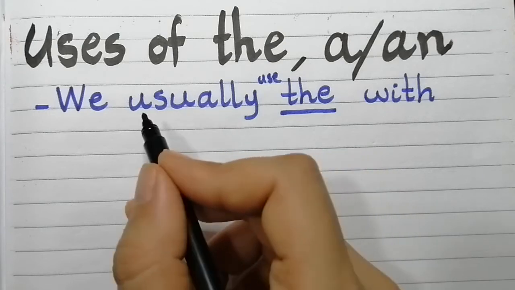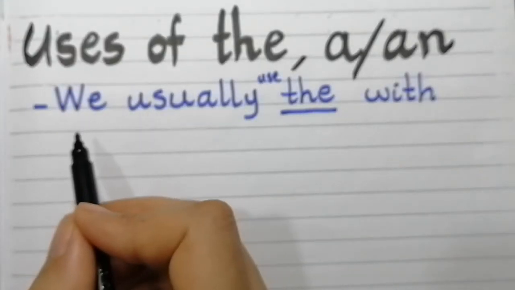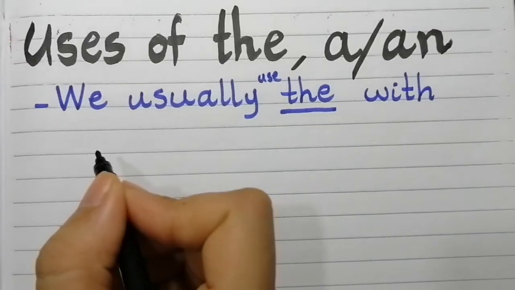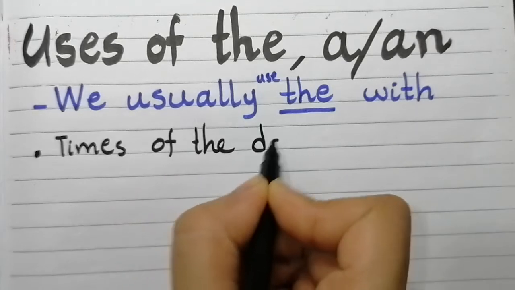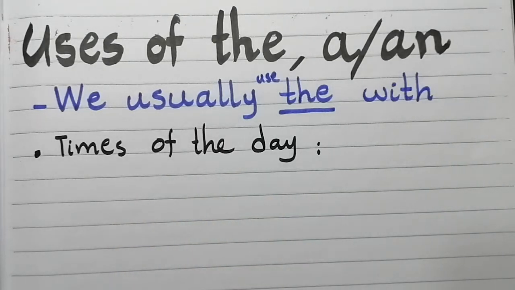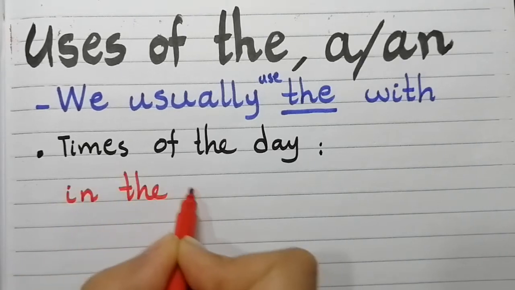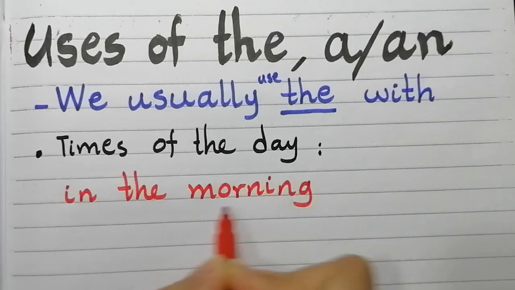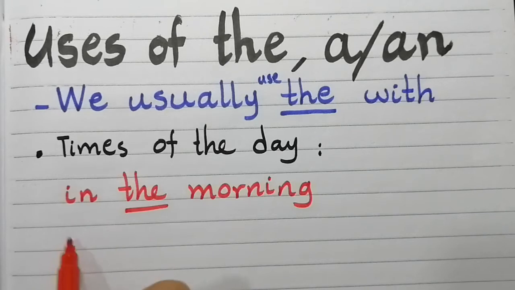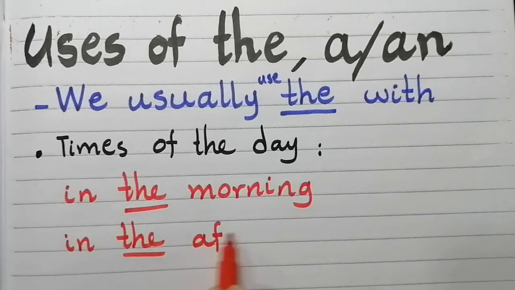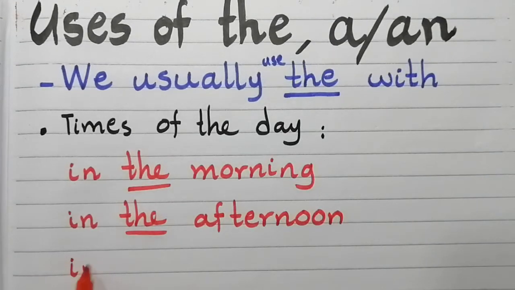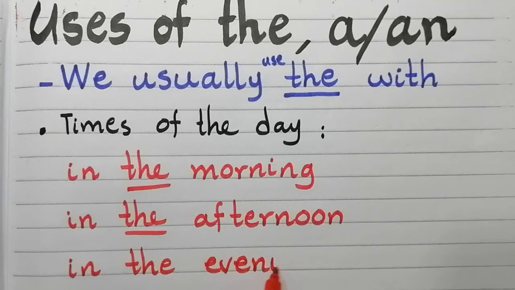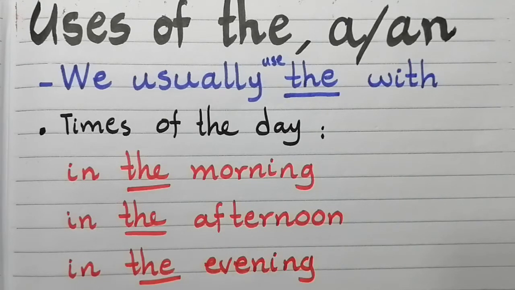In today's lesson we are going to know uses of articles the, a, and an. We usually use the with times of the day. For example, we say in the morning, in the afternoon, we also say in the evening. So use it with times of the day: in the morning, in the evening, in the afternoon.